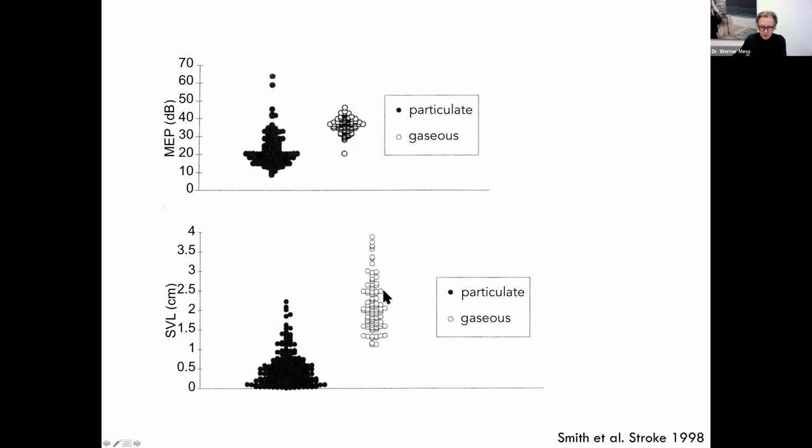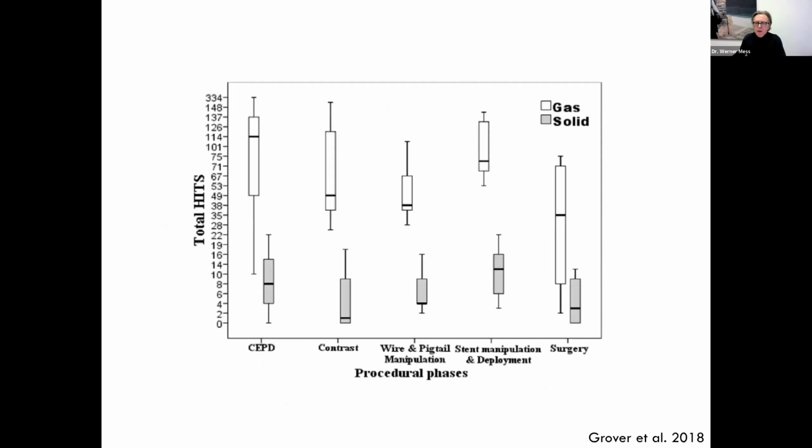So take it together. If you have a very large embolus, you can almost be sure that this is a gaseous embolus. If you have a tiny one, a small one, you can be pretty sure that this is particulate. But there is a considerable overlap where we just cannot tell. But nevertheless, you can find now and then studies where both gaseous and particulate emboli are reported. This is from a study where embolus detection has been performed during endovascular treatment of aortic aneurysm.